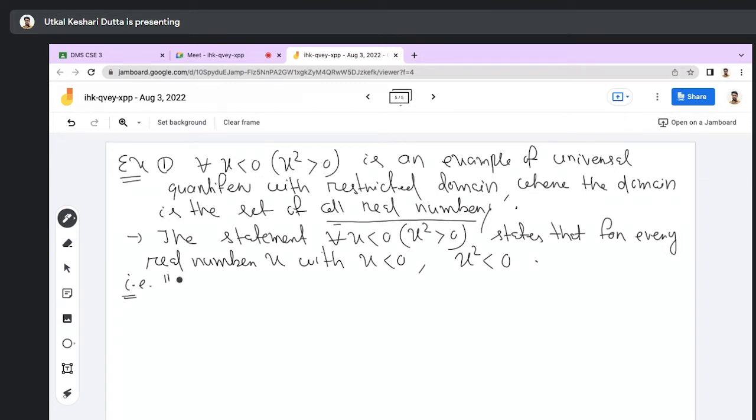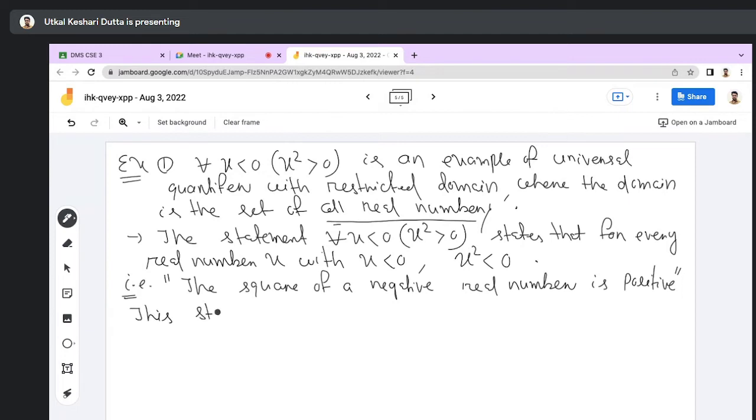That means you can use this: the square of a real number. You can write x is negative, so a negative real number. The square of a negative real number is greater than 0. That means it's positive. That is the same meaning. This statement is also equivalent to, or the same as, what?